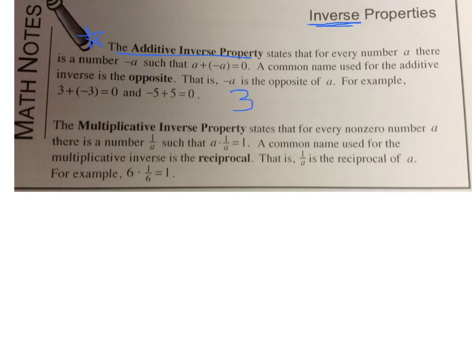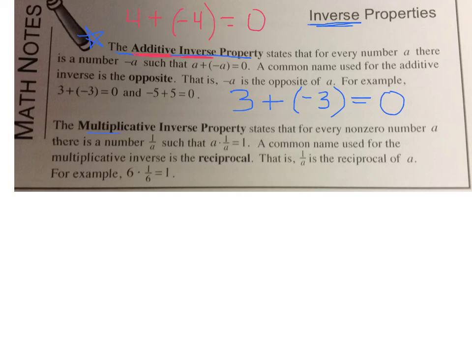So this property says if I have a number and I take its inverse, which means opposite, so think 3 plus, well, the opposite is negative 3, I'm always going to get 0. All that means is if you add inverses, you're going to get 0. Think again, if I'm adding 4 and then its inverse, which means opposite, I'm always going to get 0. So that's if you're adding inverses.